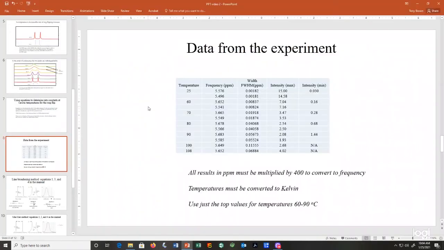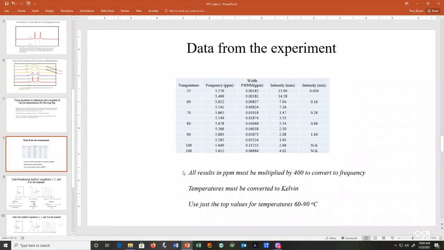Before we look at the equations, let's look at the data collected for this experiment. You will be provided this data in an Excel file posted in the ring flipping folder. First off, remember we're going to have to convert all ppm values to frequency by multiplying them by 400. So this column here and this column here are going to have to be multiplied by 400 to convert to frequency. Our temperatures are all going to have to be converted to Kelvin.